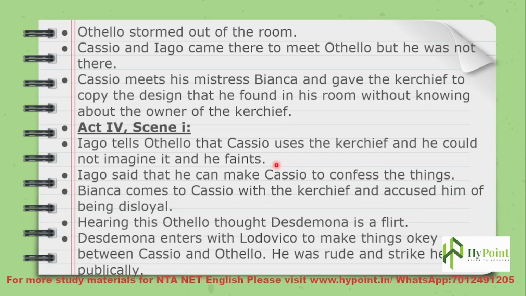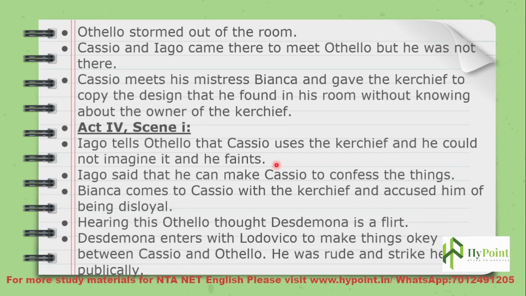Without knowing all this, Cassio wanted to make the same copy of the handkerchief to give to his mistress Bianca. Iago comes and tells Othello that Cassio uses this handkerchief now. So who can possibly have given it to him? It is Desdemona only, right? By hearing this, Othello cannot imagine that Cassio is wiping his mouth and kissing that handkerchief. He cannot imagine it, and he faints.